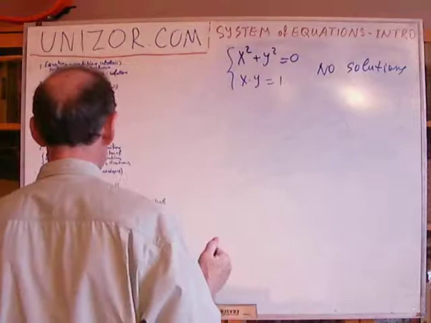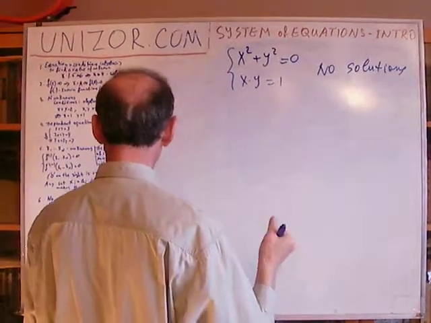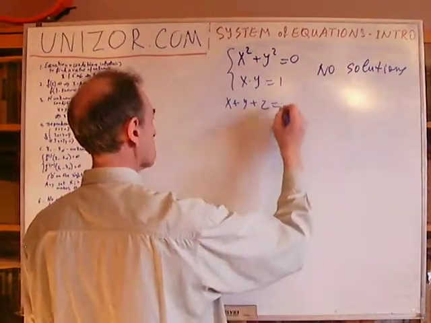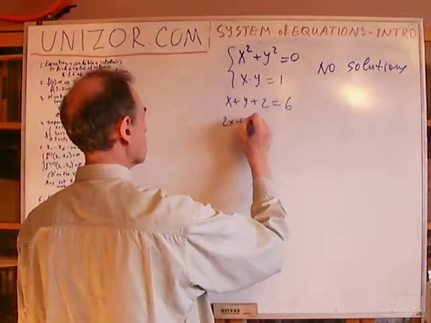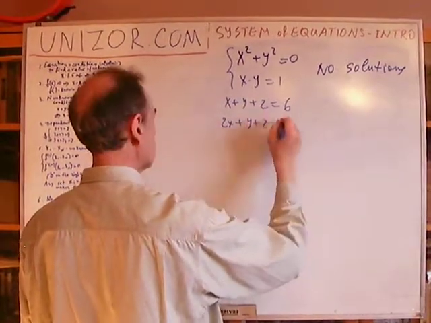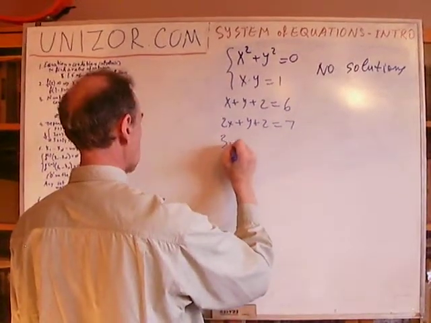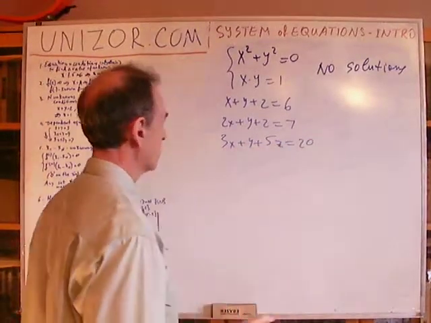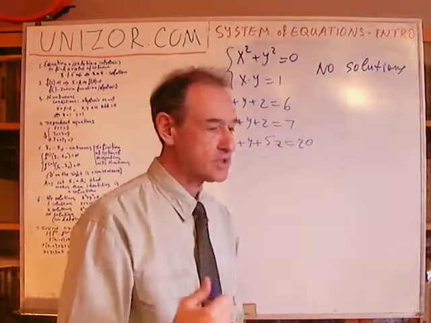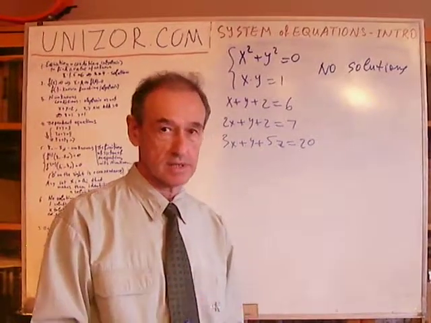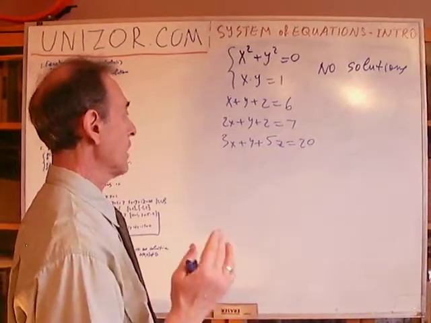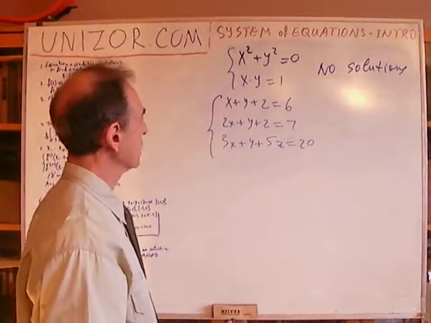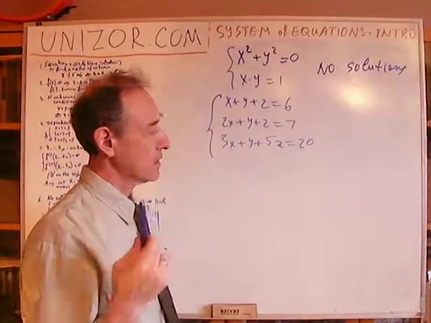Okay, next. Next, I have an example with one solution. x plus y plus z is equal to 6. 2x plus y plus z is equal to 7. And 3x plus y plus 5z is equal to 20. All right. Now, in this particular case, this is an example of a system which has one and only one solution. Now, how can I find out this particular solution? Well, in this case, it's really easy.